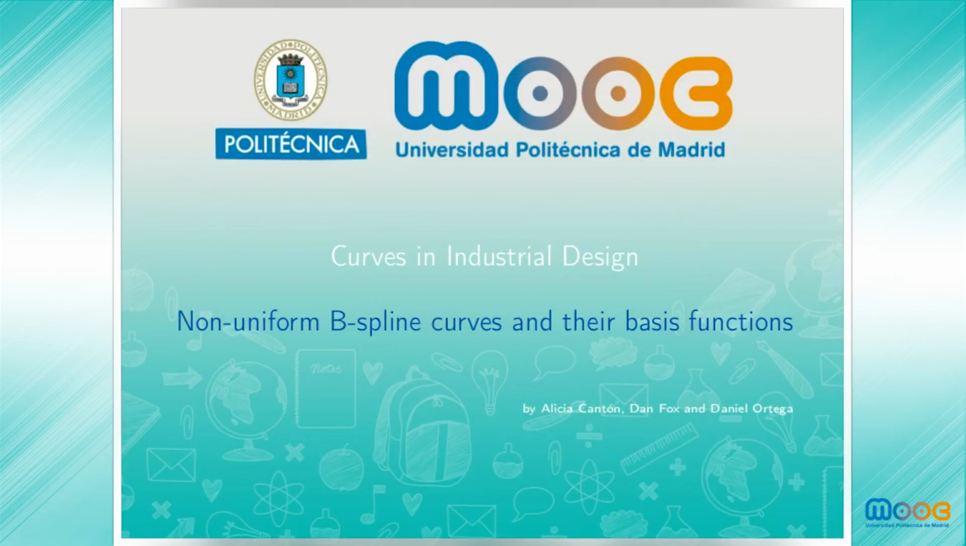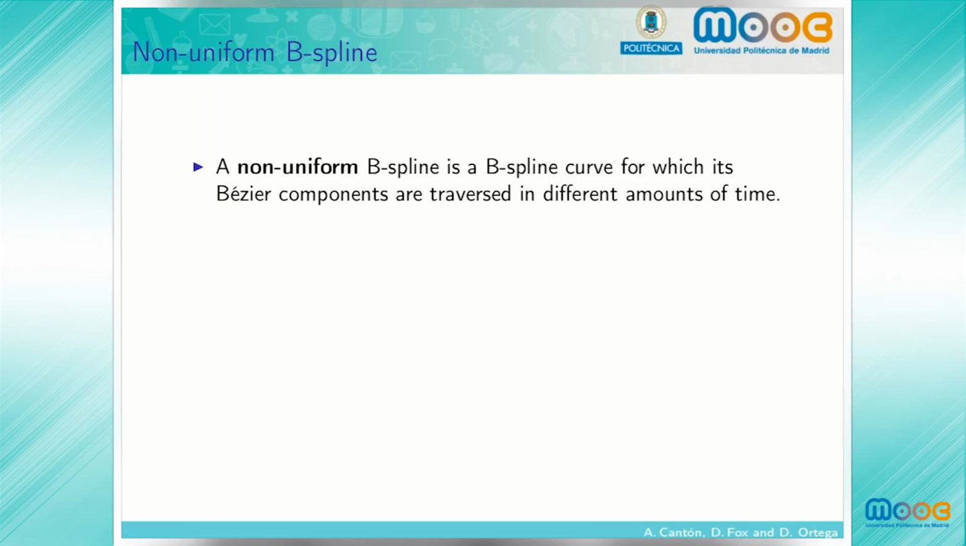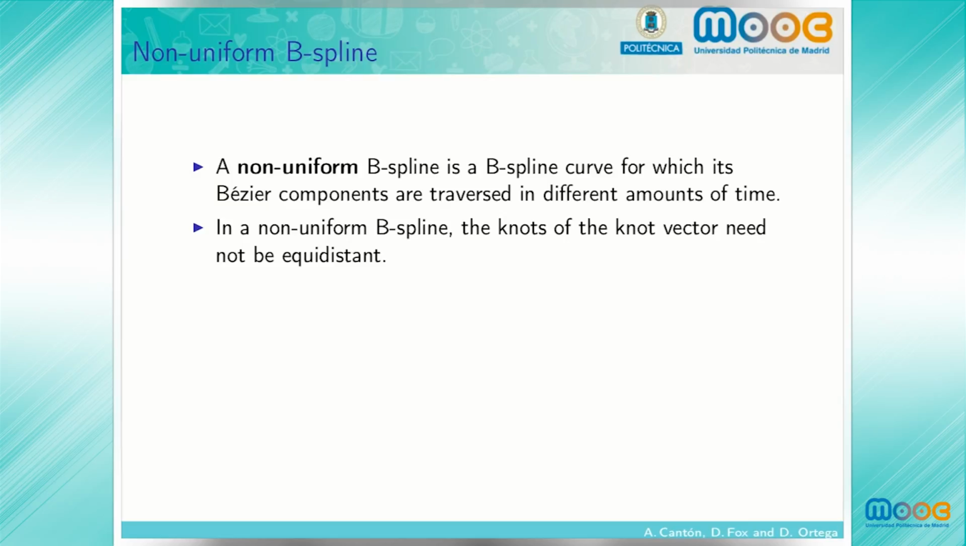Curves in industrial design. Non-uniform B-spline curves and their basis functions. A non-uniform B-spline is a B-spline curve for which its Bezier components are traversed in different amounts of time. In a non-uniform B-spline, the nodes of the node vector need not be equidistant.